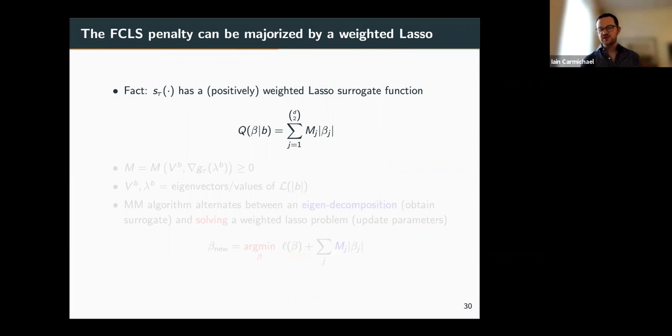And so we're going to use an MM algorithm on our Laplacian penalties. So the first thing we use is a surrogate function. And so it turns out that although our Laplacian penalty is defined through minimizing some concave function of eigenvalues, it has a surrogate function that's given by a weighted lasso, or I should say a positively weighted lasso. So this is a convex thing.